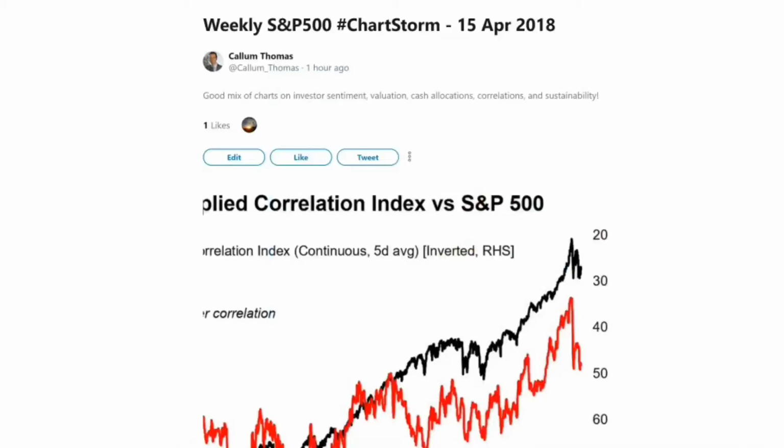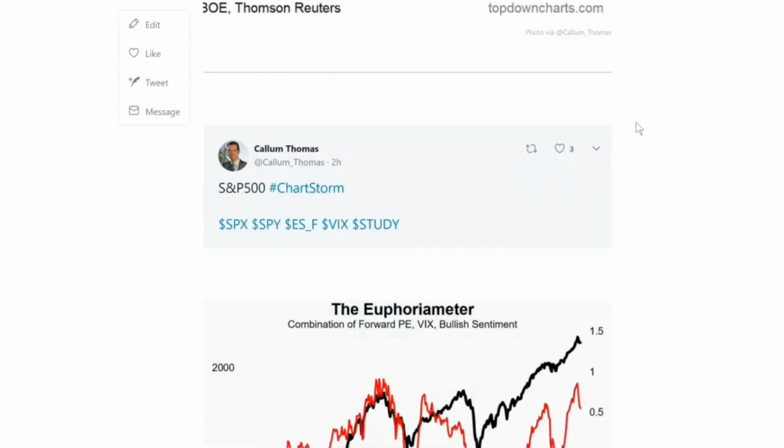Alright, it's time for another walkthrough of the weekly S&P 500 chart storm. And this week, as you can see there, I've described it as a good mix of charts on investor sentiment, valuation, cash allocations, correlations, and sustainability. So we'll get straight into it.